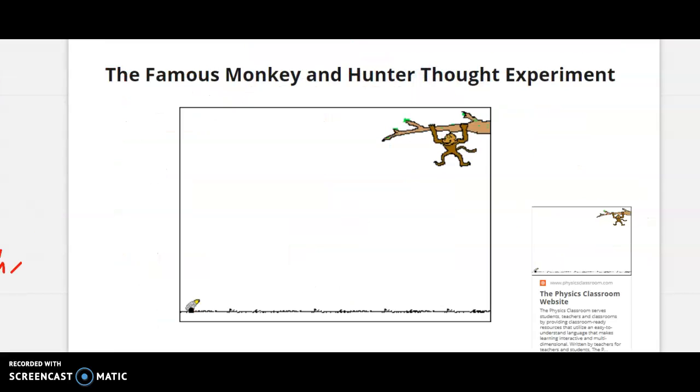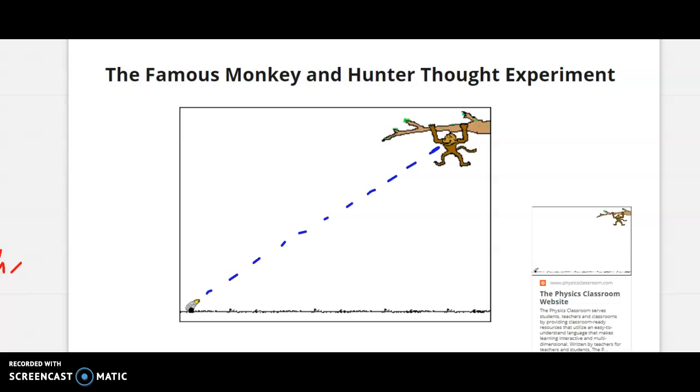And our last thing for this video is the very famous monkey and hunter thought experiment. Now, the monkey and hunter is really famous, and there's a lot of different nuances to how the story is told. But in short, there's a monkey who is being aimed at, sometimes with a real rifle, sometimes with a launcher that shoots bananas or something like that. But regardless, there's a monkey that's being aimed at, in a straight line from the source of a projectile.